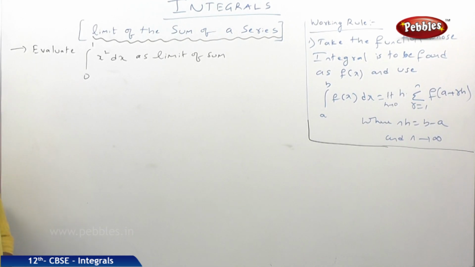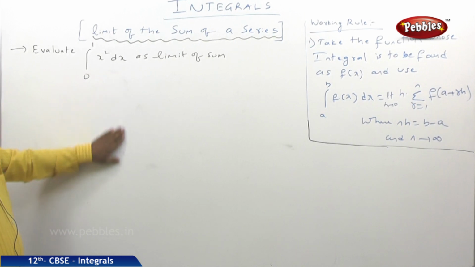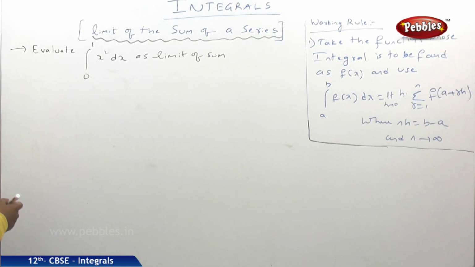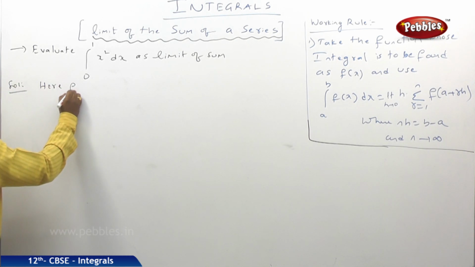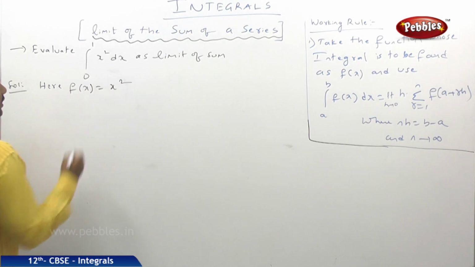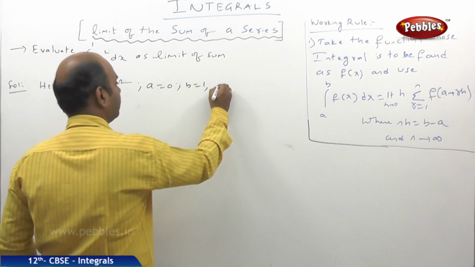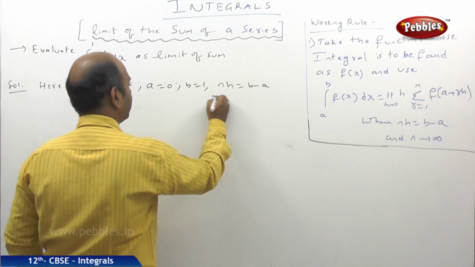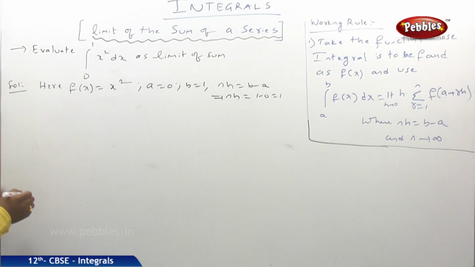Now we shall be seeing the last problem of the integrals, and the last pattern: evaluate integral 0 to 1 x square dx as limit of the sum. Similarly, here also we need to take the function as f of x whose integral is to be found. So here as usual, f of x is equal to x square, a is equal to 0, b is equal to 1, and nh is nothing but b minus a. So nh is nothing but 1 minus 0, that is equal to 1.